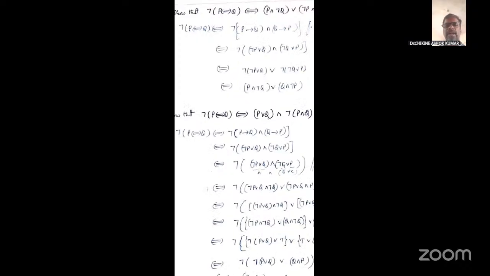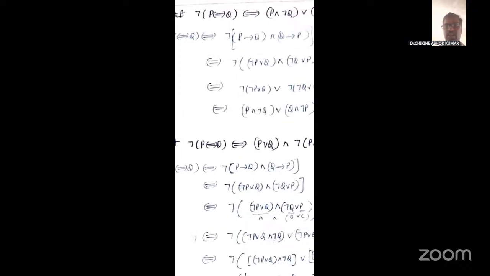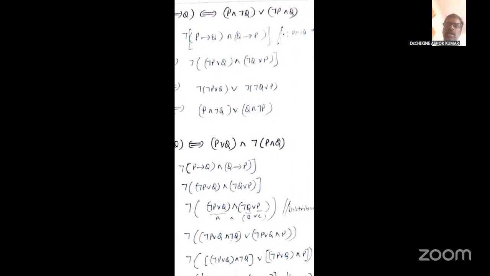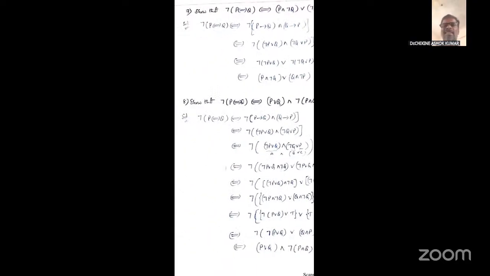What about our question? Negation of P biconditional Q is equivalent to P intersection negation Q union negation P intersection Q. Coming to the first LHS part. What is the LHS part? Negation of P biconditional Q. So first, let me convert that biconditional property into a conditional property.